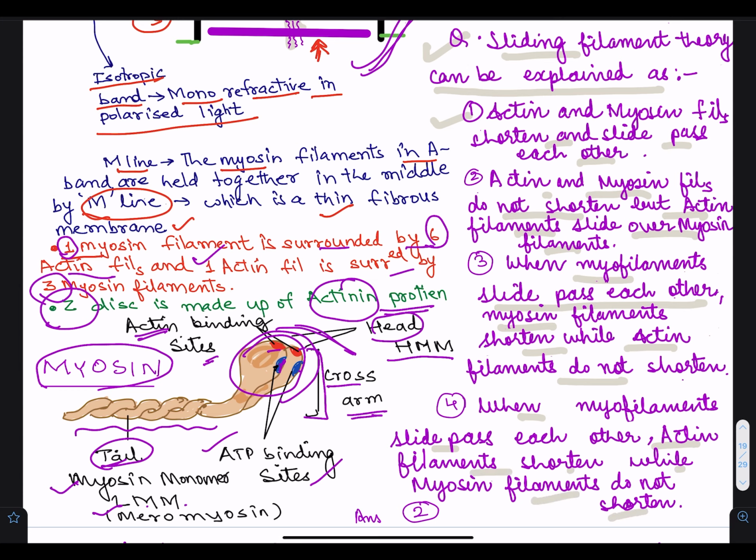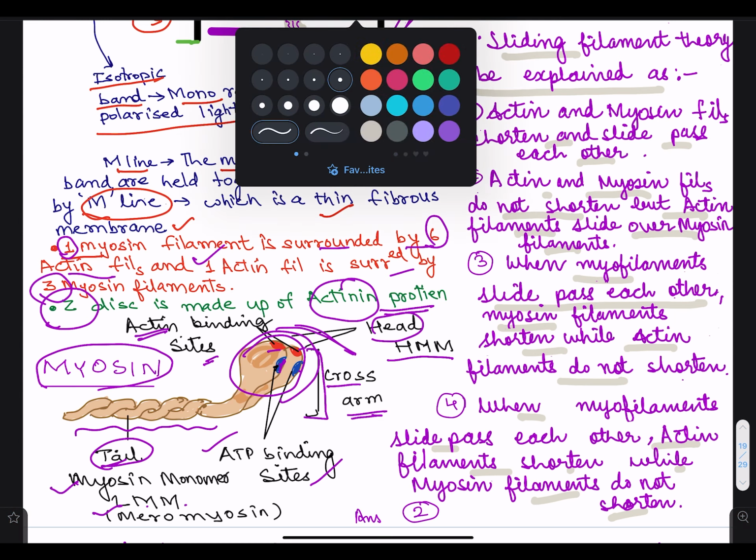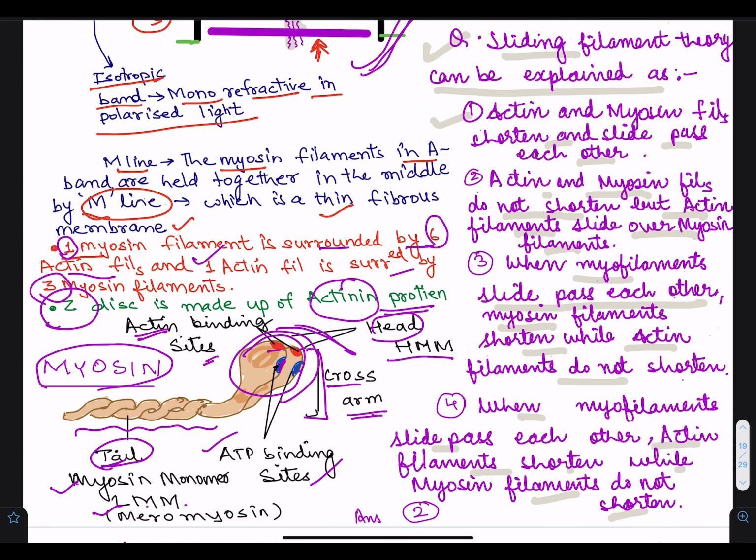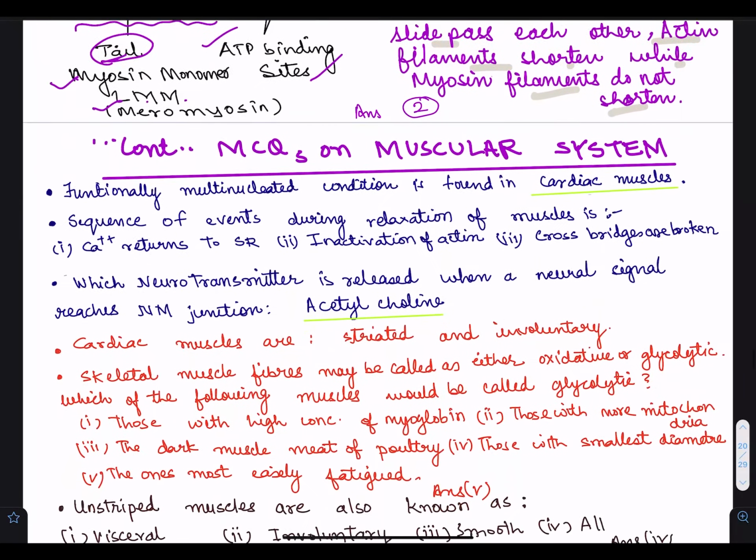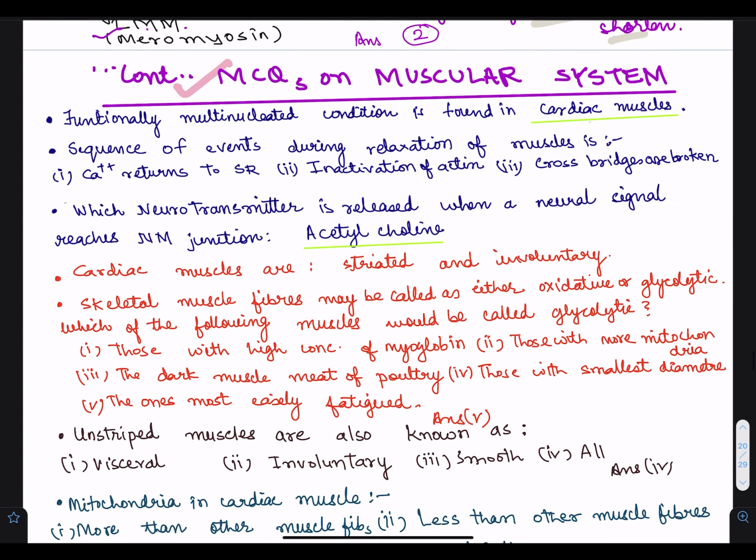So we know that the correct answer will be second, that is actin and myosin filaments do not shorten. They won't shorten, but actin filaments slide over myosin filaments. This is the correct answer. Now we have some more MCQs on muscular system.